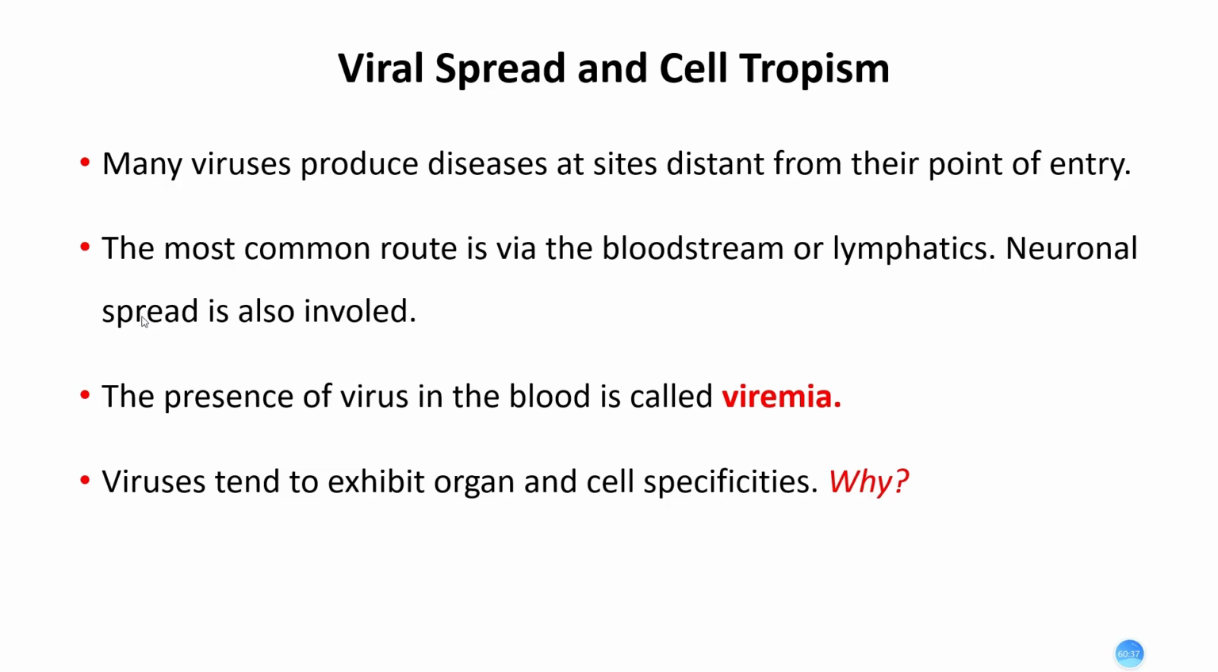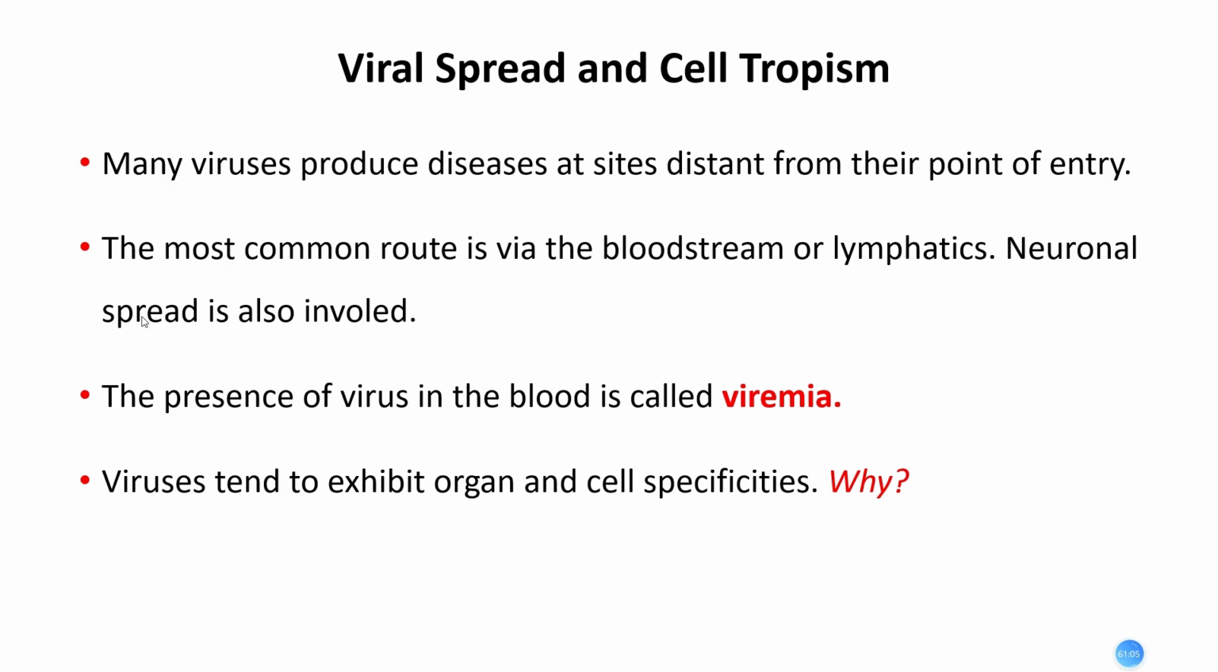The most common route is via the bloodstream or the lymphatic vessel, and sometimes neurons can be a highway for virus spread. The virus can travel in the neuron fiber. It's like a highway over a long distance.